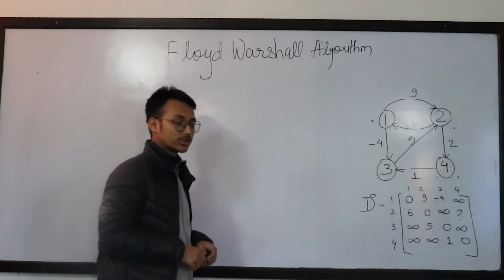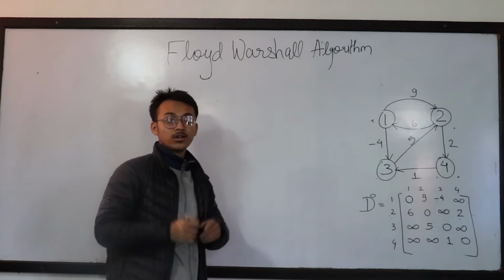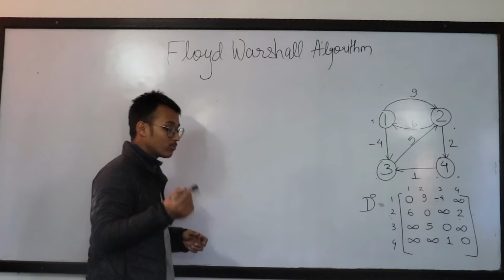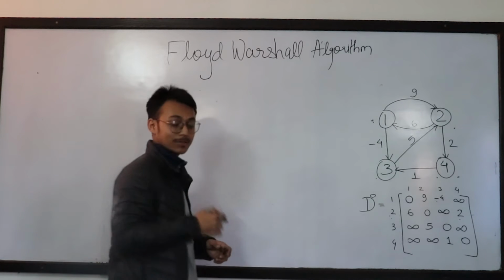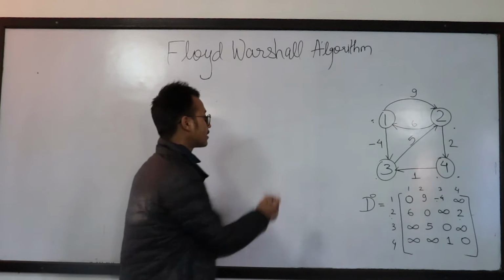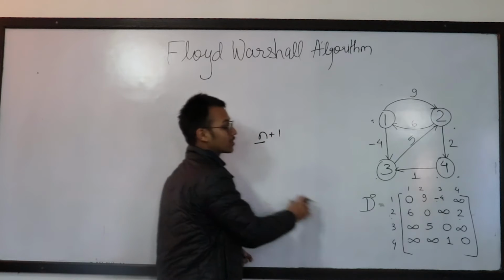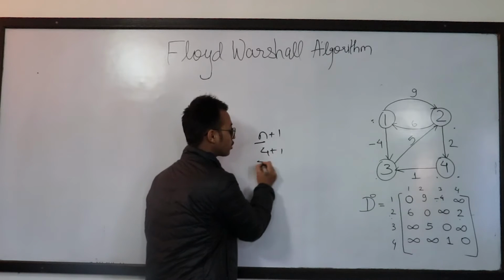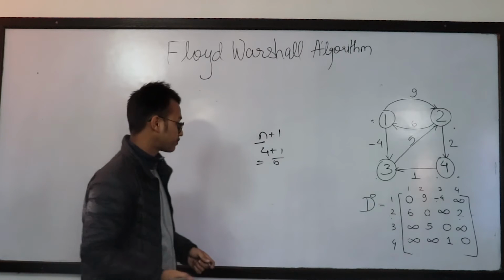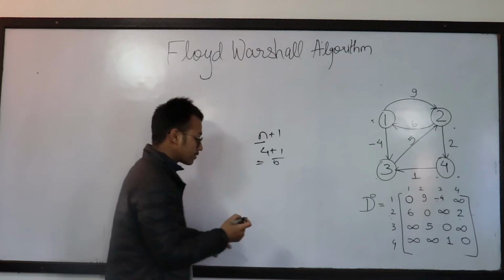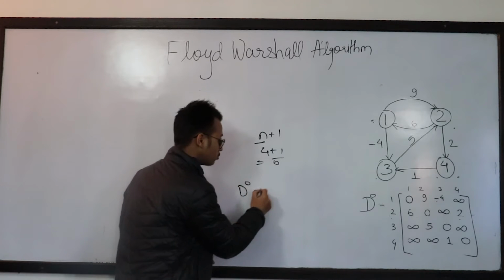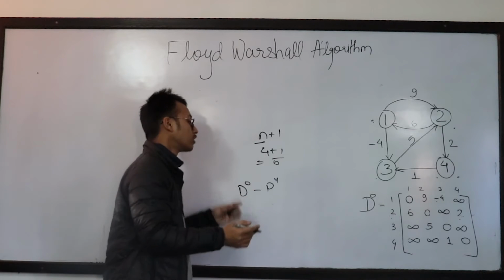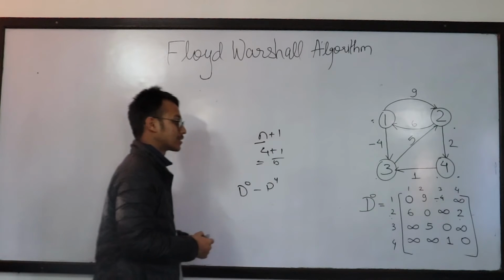To solve with the Floyd Warshall algorithm, we need to create distance matrices. You might ask how many distance matrices we need to create. The answer is n plus 1, where n is the number of nodes. So in this case, we need to create 4 plus 1 equals 5 distance matrices. Those 5 distance matrices are D0 to D4, ranging from D0, D1, D2, D3 and D4. So we need to create 5 distance matrices.